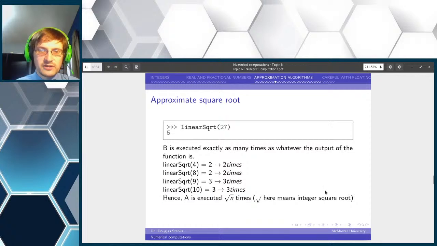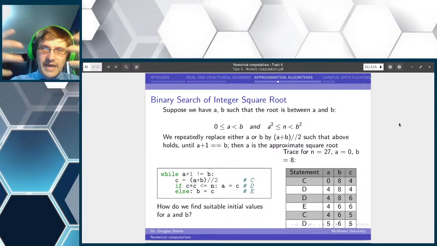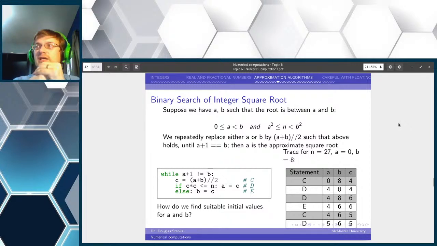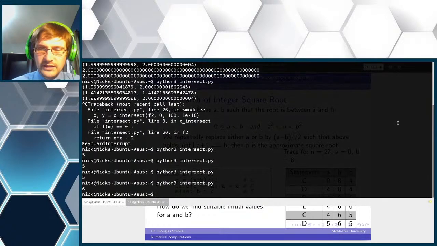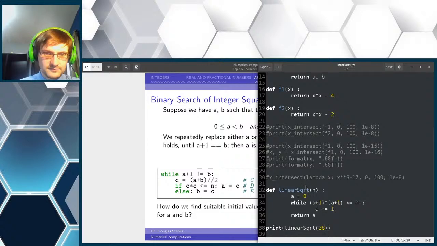Hence, A is executed root n times. So, it turns out that we could actually use a similar interval search type operation in order to make this algorithm more efficient. Since the thing we're looking for is intrinsically ordered, we can use another one of these interval narrowing algorithms. So, let's take a look at it.